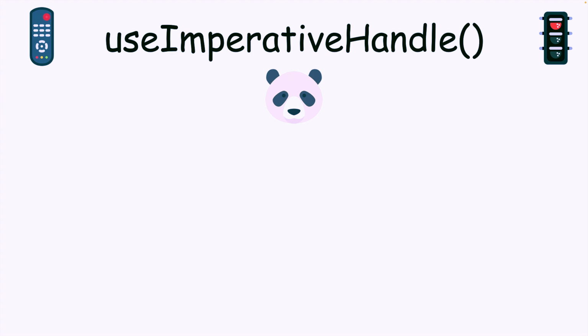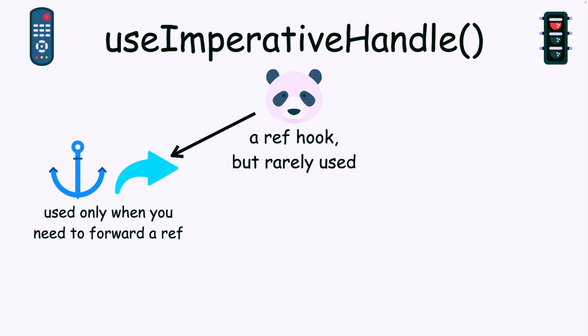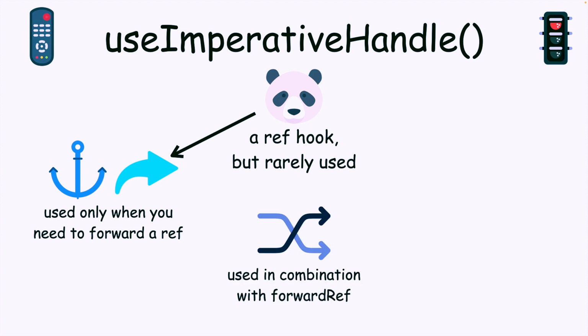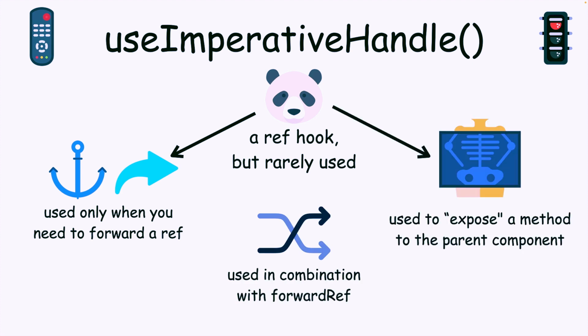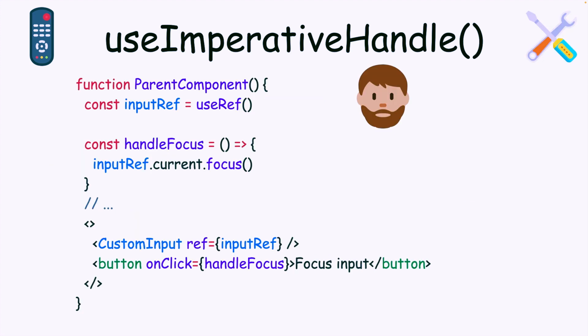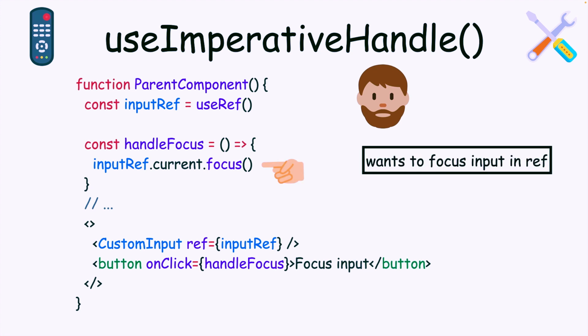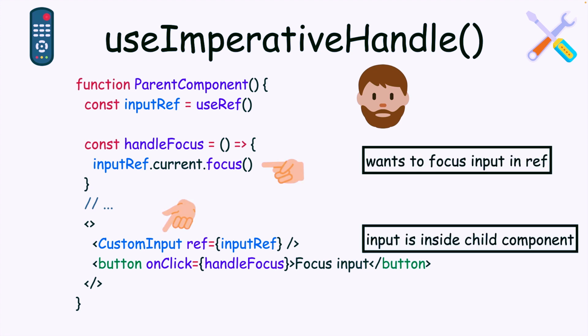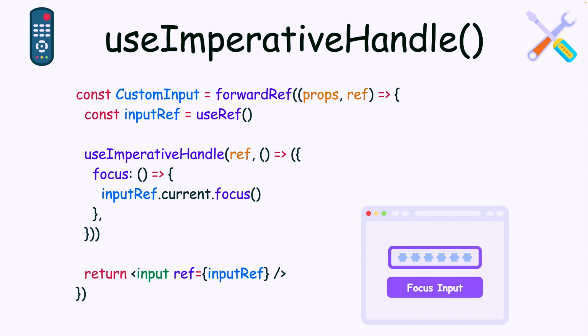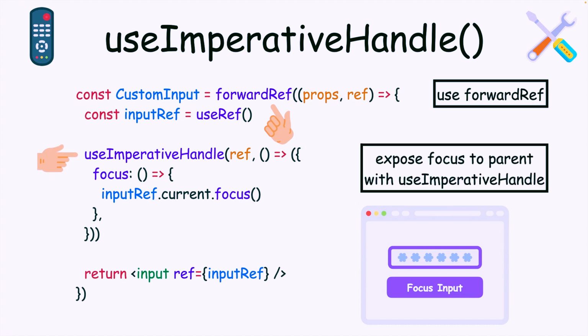UseImperativeHandle is a type of ref hook, but rarely used. It's only necessary to use when you need to forward a ref, which means you need to pair it with the forwardRef function, and only if you also need to expose a method to the parent component that passed the ref. Let's say you have a parent component that wants to focus an input within a child component. To do that, you need to first forward the ref to the child with the forwardRef function, which won't be required in React 19. And to expose the focus method to the parent ref, you use UseImperativeHandle to put that method on the ref.